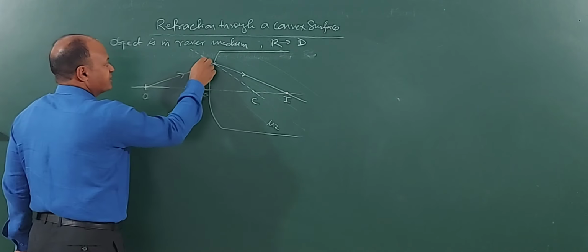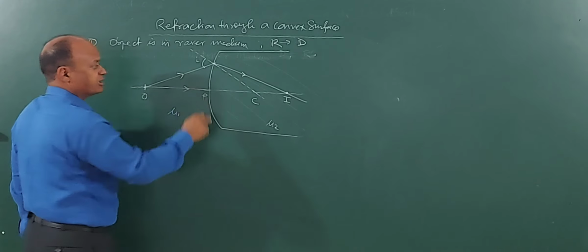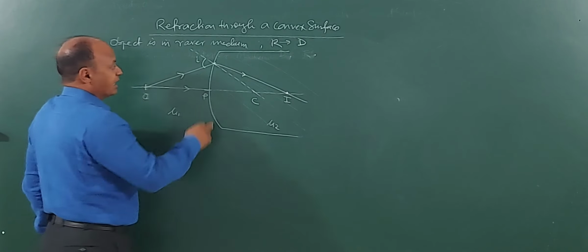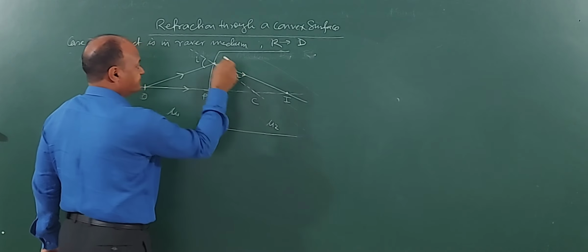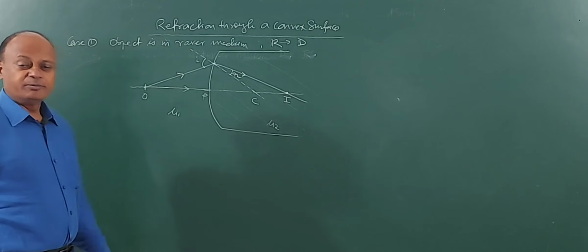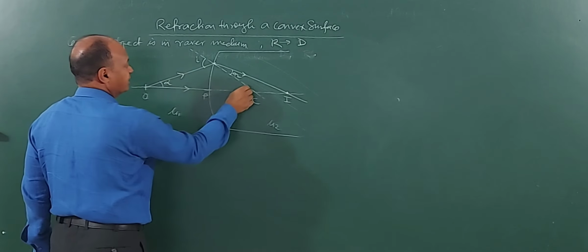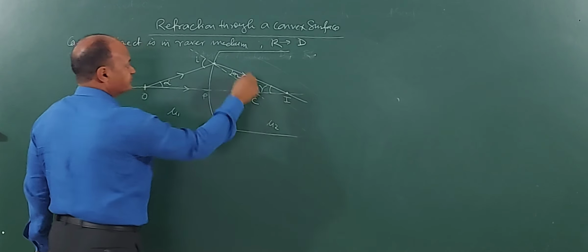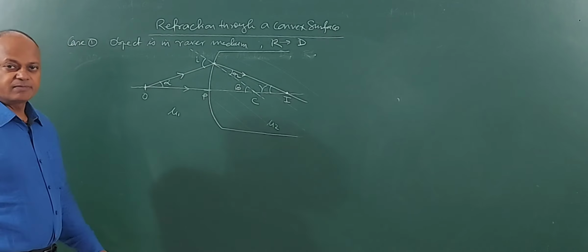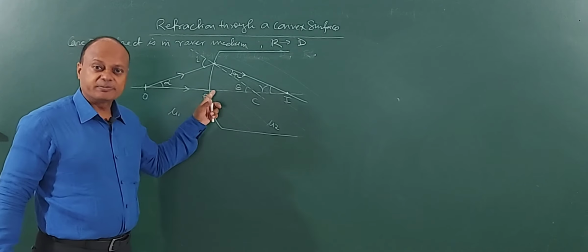This will be angle of incidence, because you know the angle made by the incident ray with the normal is called angle of incidence. Angle made by the refracted ray with the normal is called angle of refraction. So this will be R. And then we will be making some more assumptions. I will take this angle as alpha, I will take this angle as beta, and I will take this angle as gamma. Clear?